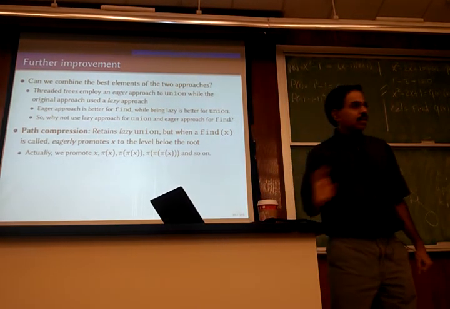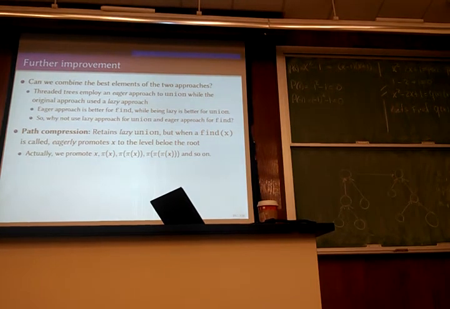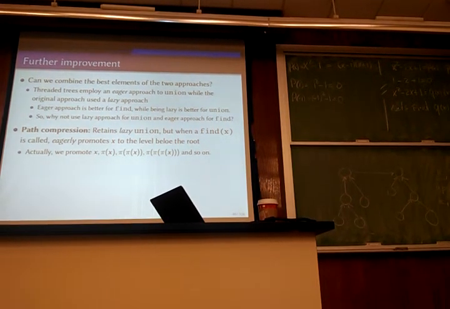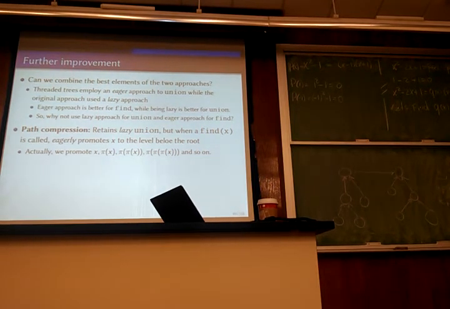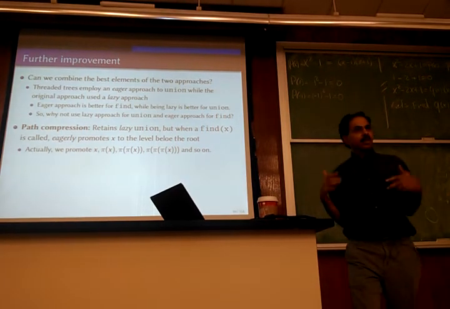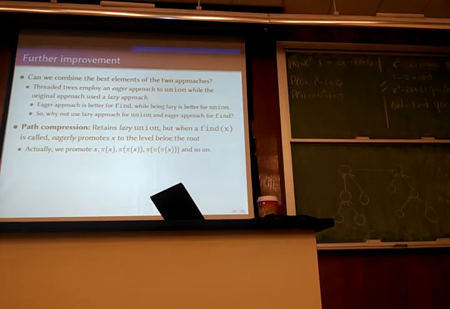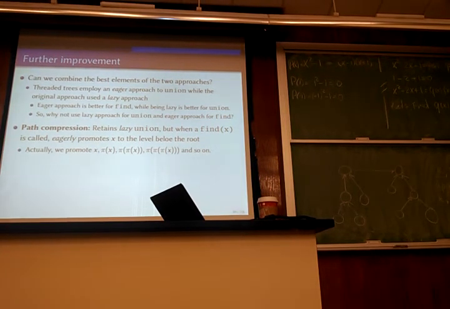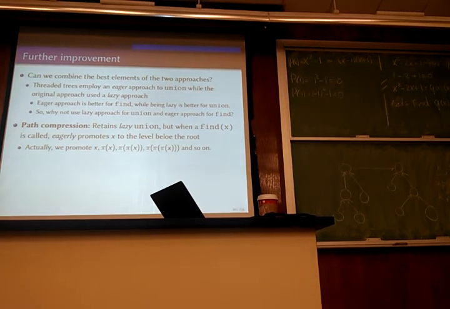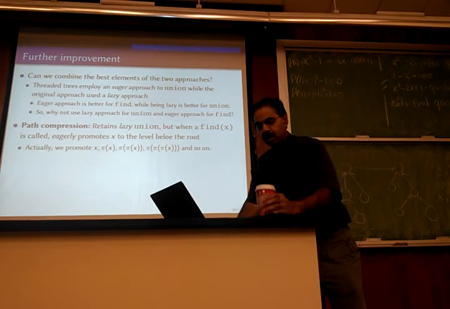But we don't actually just promote the element, we promote everything that we see along the path. So we are at an element, we follow the path from that element to the root. Everything that we see on the path, we just promote it to be the child of the root. Obviously, we do this because it doesn't cost us anything extra. We have to traverse this path up anyway, and therefore it will be possible for us to do this update.